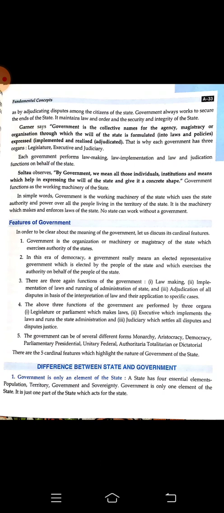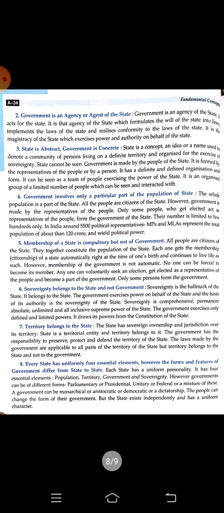Then we are saying the difference between the state and the government. First thing is this: government is only an element of the state. As we came across, there are four elements: population, territory, government, and sovereignty. Next, government is an agency or agent of the state. It is an agent for making the law, applying the law, and enforcing the law, right? So it is acting as an agent.